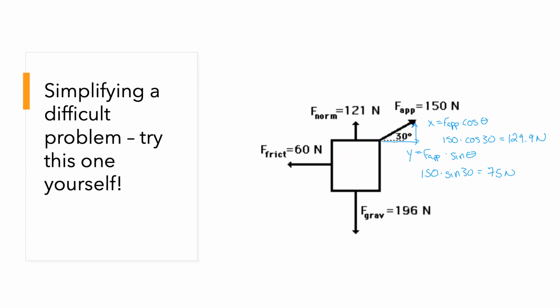So now I can say, what's the sum of the forces in the x direction? What's pulling or pushing in the x direction? We have the force of friction, which is solely in the x direction. And then we have the applied force in the x direction. Giving myself a coordinate system that makes the force of friction negative 60 newtons and an applied force in the x direction of positive 129.9 newtons, gives me a net force in the x direction of 69.9 newtons.